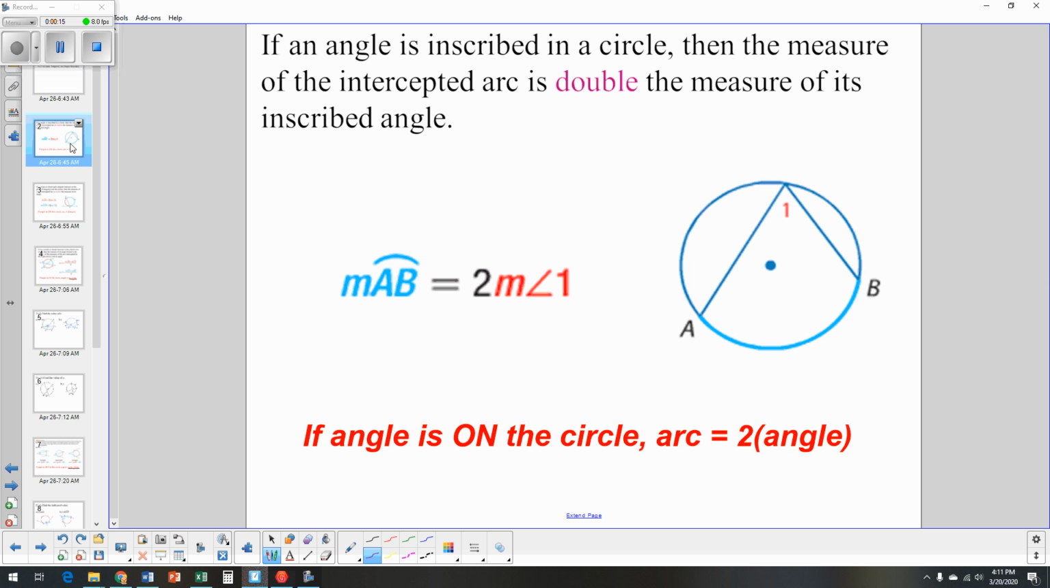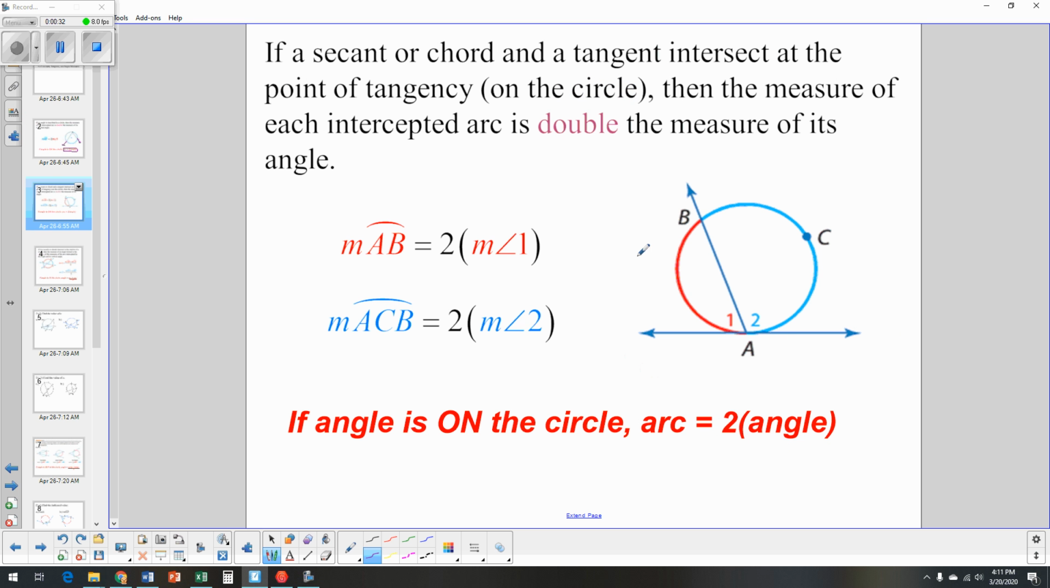I'm going to go back to the last lesson that we did, 10.4, and just remind you that when we had two chords, which would be the same as two secants, if the intersection is on the circle, then we're going to use arc equals 2 times angle. And this is another picture with a secant and a tangent. Again, the intersection on the circle, arc equals 2 times the angle.